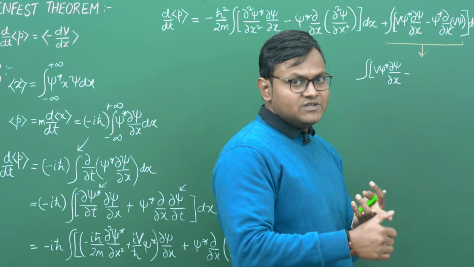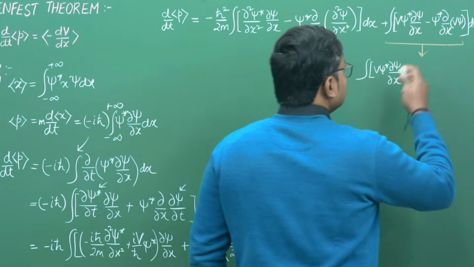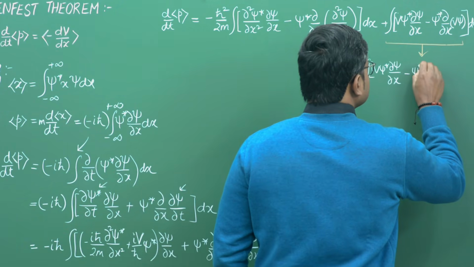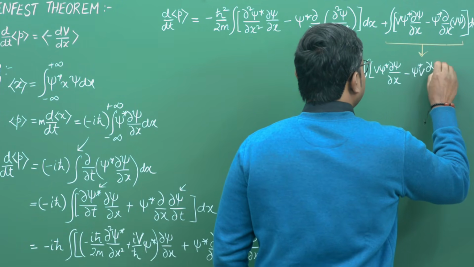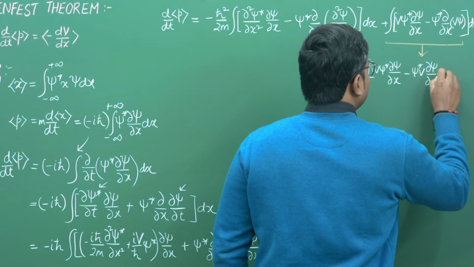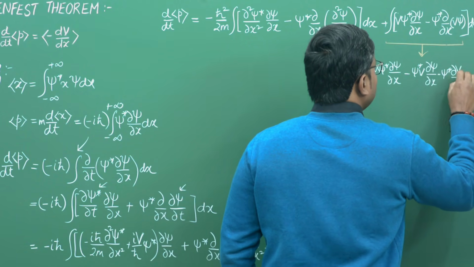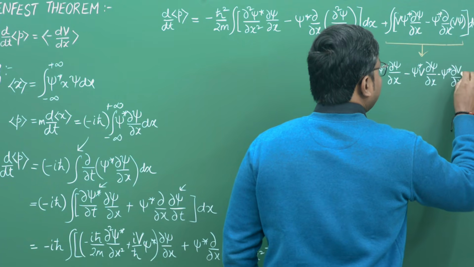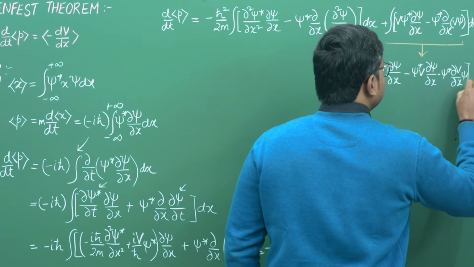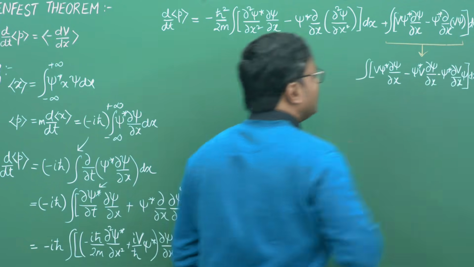So we can use the chain rule for the derivative. This is going to give us psi star v del psi upon del x minus psi star psi del v upon del x, and the psi will come out. Again, integration with respect to x.